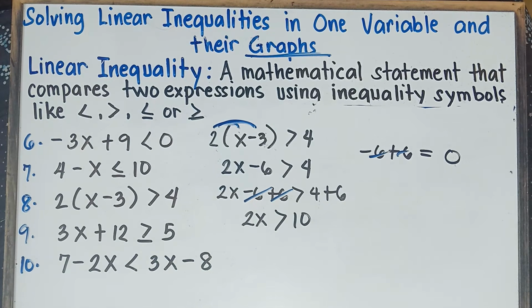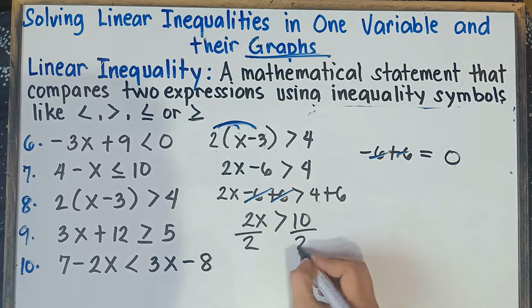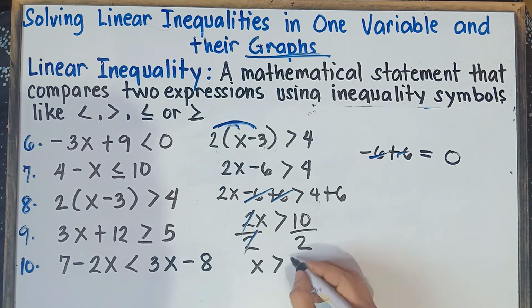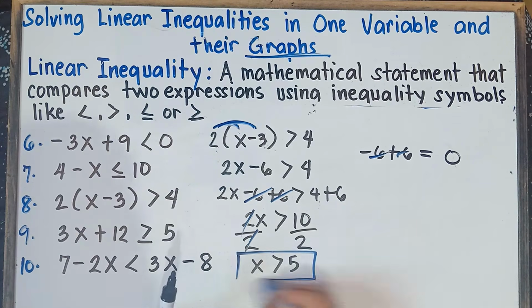And then to get the value of x, simply divide both sides by 2. Divide by 2, cancel this out. And our x is greater than 10 divided by 2, that would be equal to 5. So no need to change the sign of the inequality, class, since we divide this one by a positive number. So simply copy greater than. So x is greater than 5.